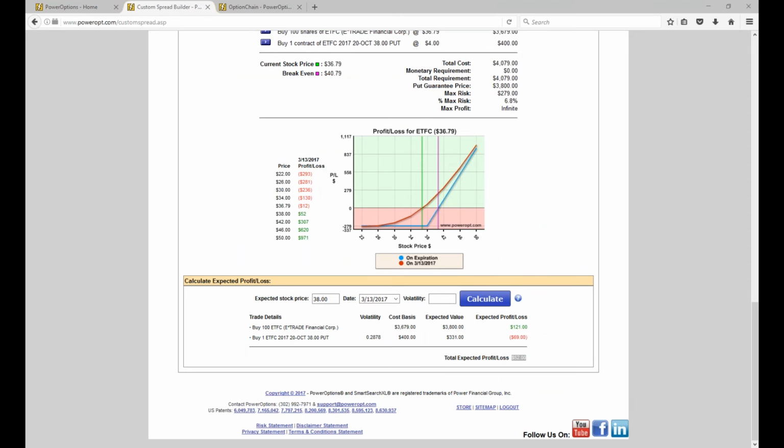This thing that you're used to: when you analyze a covered call, if I bought a stock at 20 and sold a 20 call for $1, I know my break even is 19. I don't want the stock to fall below there. Well, you might look at this and say, your cost basis is $40.79, your break even is $40.79. You're not going to make a dime until the stock goes up to $40.89.